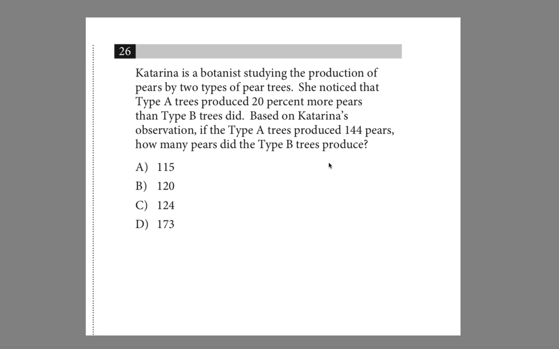And by the way, it's important when you have these word problems right here to pause at the right times and note some things down and cross out things that don't matter and underline things that do matter. Alright, so let's just start reading this. Katrina is a botanist studying the production of pears by two types of pear trees. Right, so that is some unimportant information. So we're going to go ahead and cross this out all the way because this is unimportant.